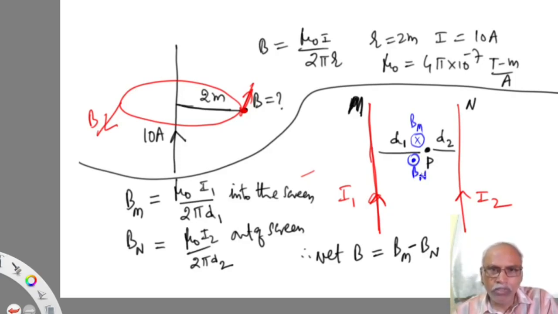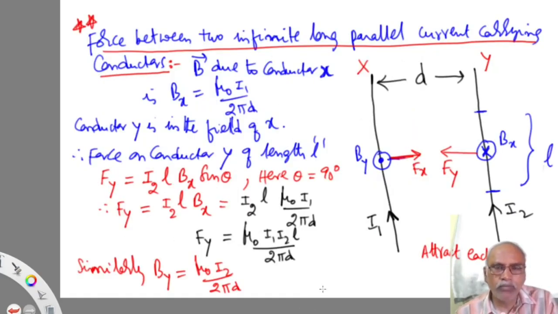Okay, so therefore, what is the net magnetic field? Net magnetic field is Bm minus Bn. Due to conductor M, the magnetic field is into the board. Due to N, the magnetic field is away from the board. So the net magnetic field is Bm minus Bn. Then we did force between two.